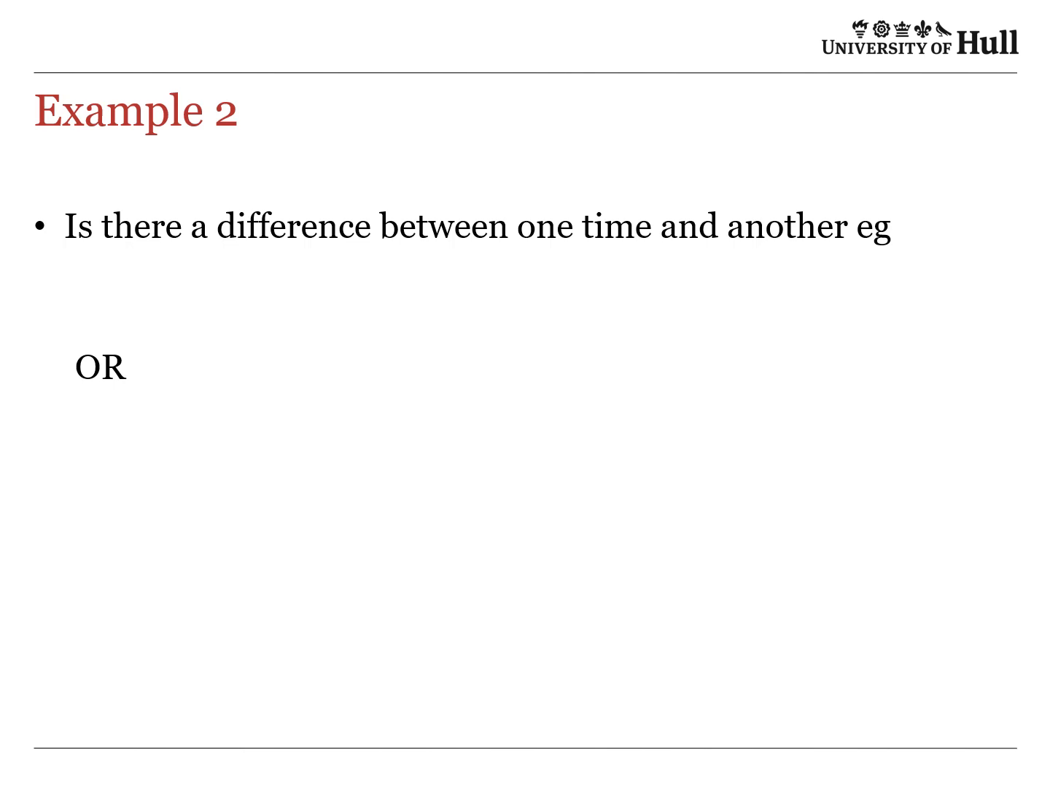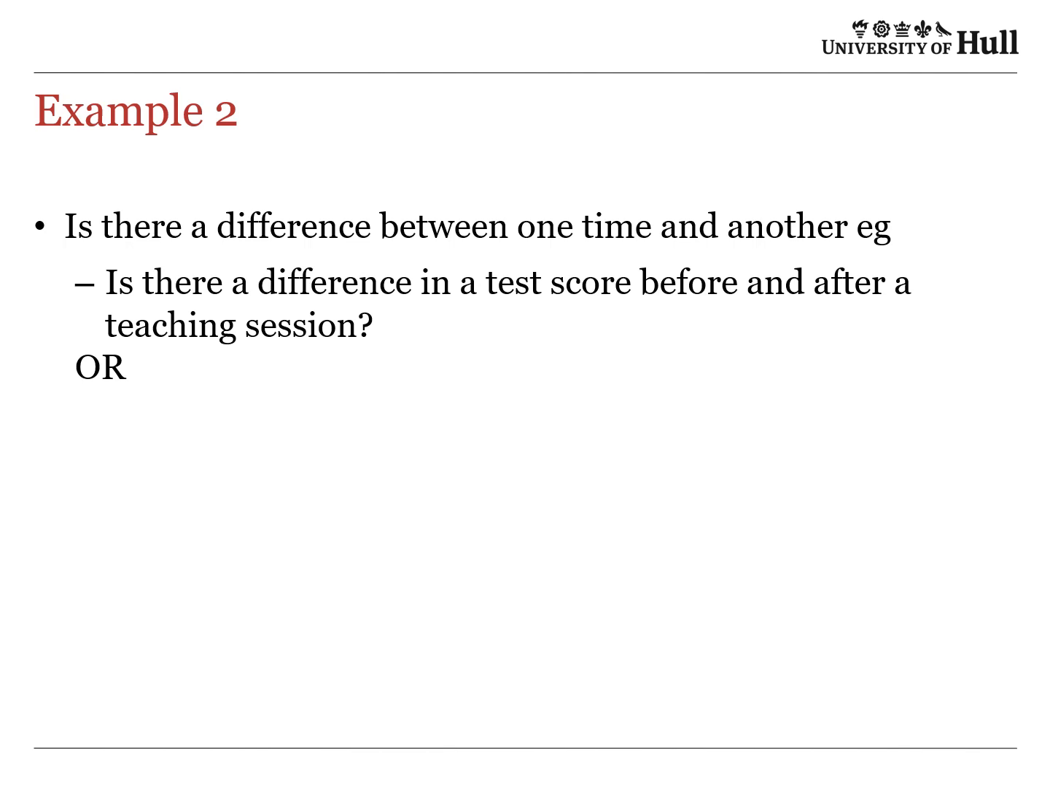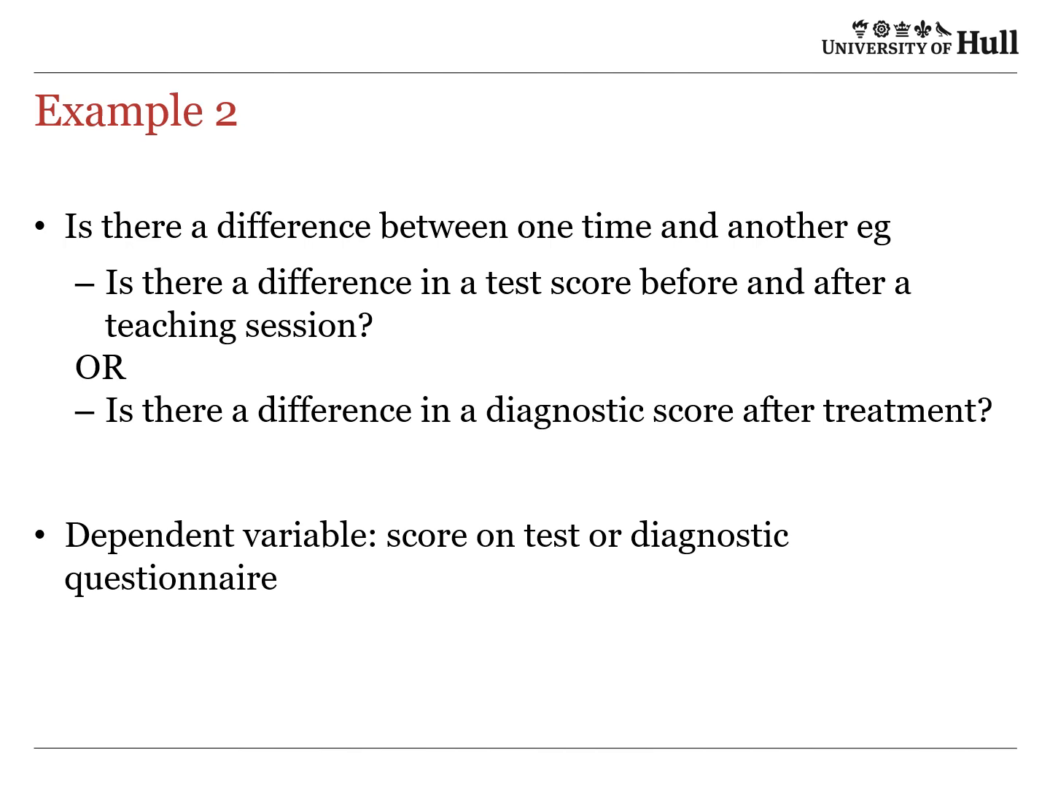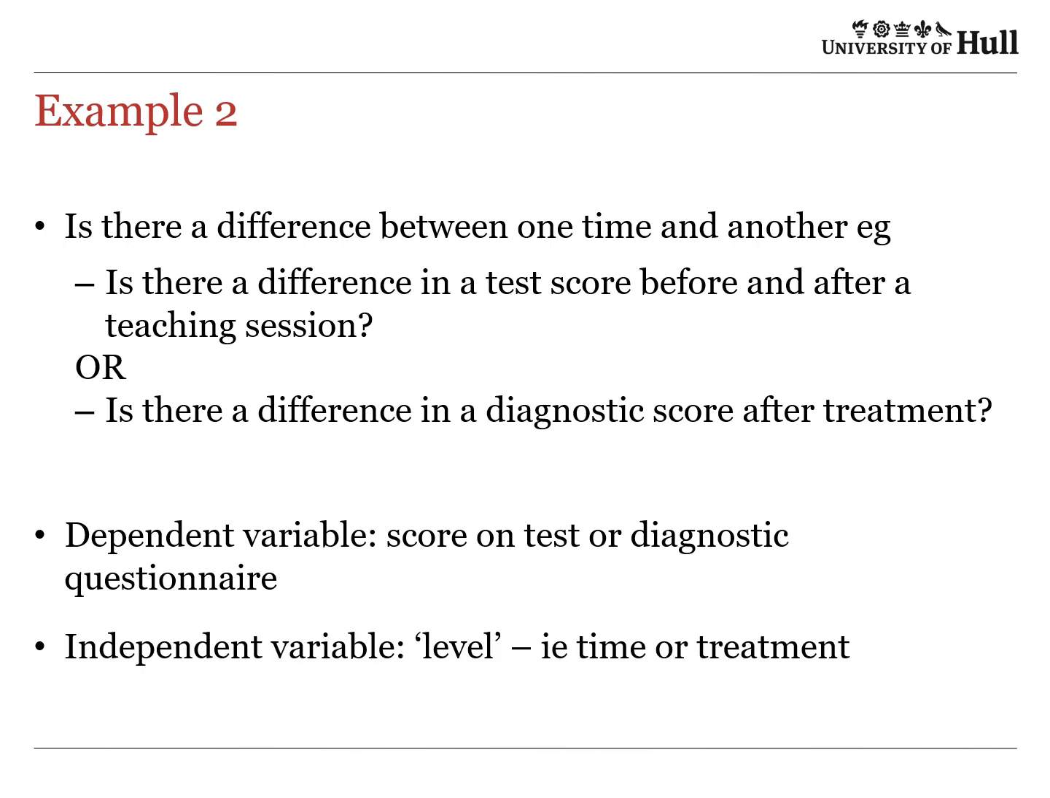Example 2 looks at, is there a difference between one time and another? For example, is there a difference in a test score before and after a teaching session, or is there a difference in a diagnostic score after treatment? Here the dependent variable is the score on the test or the diagnostic questionnaire, and the independent variable is described as a level, in other words, the time before or after, or treatment or not, before and after treatment.